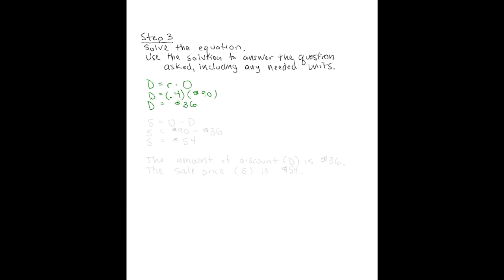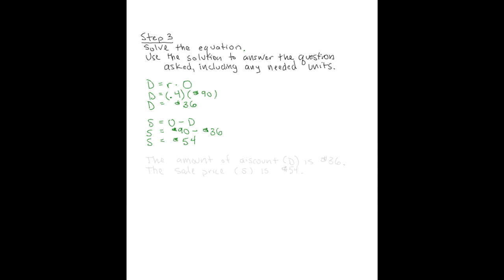Okay, so now we have D. We want to use the other equation, which was S is equal to O minus D. Well, now we know both of those, right? So S is equal to O. O is $90, minus D, which is $36. And when we perform that subtraction, we find that gives us S is $54. Okay, so we've solved the equations.